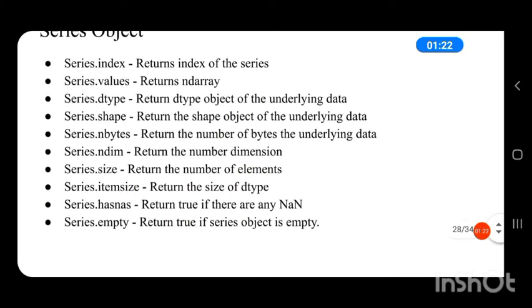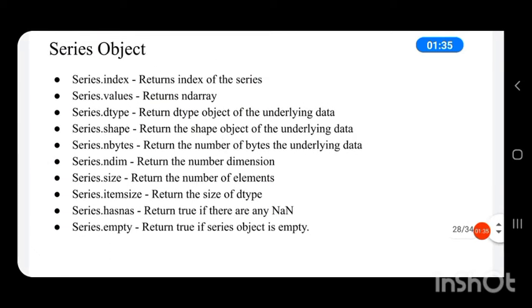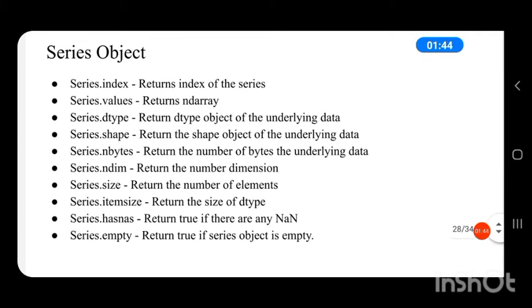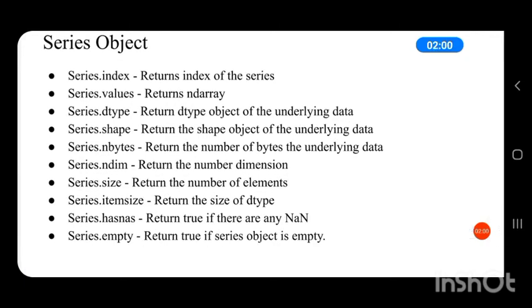Like in dictionaries we use dictionary dot values to return the values, dictionary dot keys to return the keys. Likewise, series dot index to return the index of the series, and series dot values to return the values of the data. Then series dot dtype to return the data type of the data in the series.